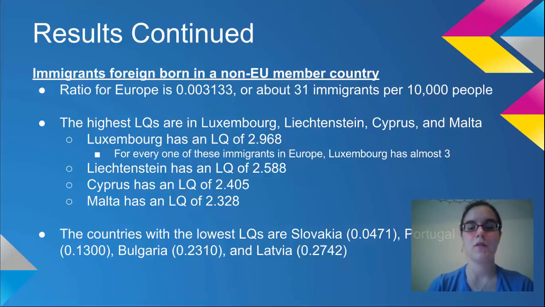Luxembourg has an LQ of 2.968, which means for every one of these immigrants in Europe, Luxembourg has almost 3. Liechtenstein has an LQ of 2.588, Cyprus an LQ of 2.405, Malta 2.328. The countries with the lowest LQs are Slovakia, Portugal, Bulgaria, and Latvia.